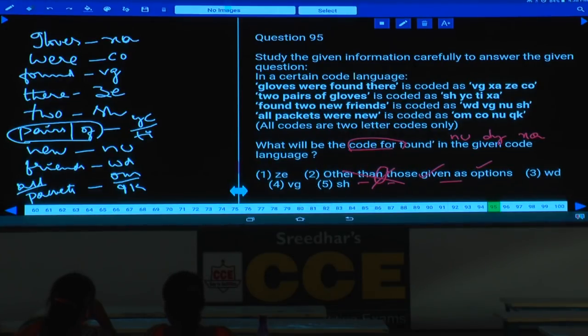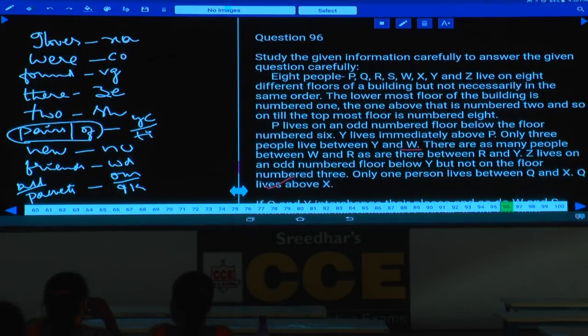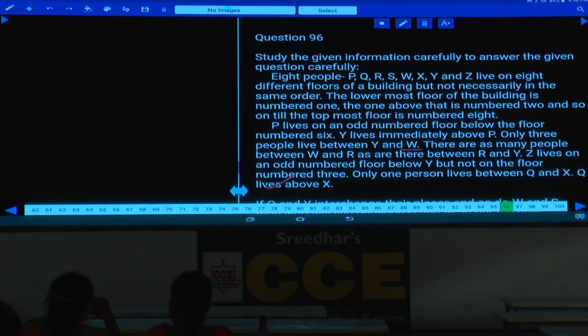Then question number 95. What will be the code for found? As what is the code for found in the given code language? The code to the word found is VG. VG, that is choice 4. 95, choice 4.